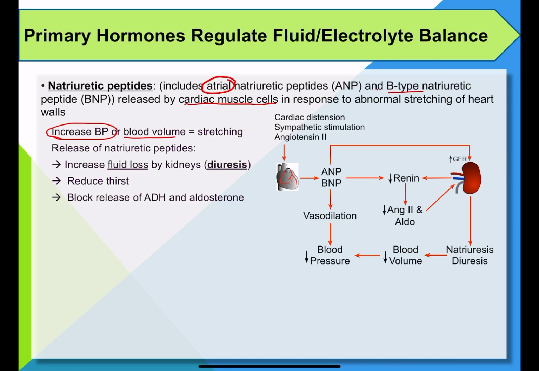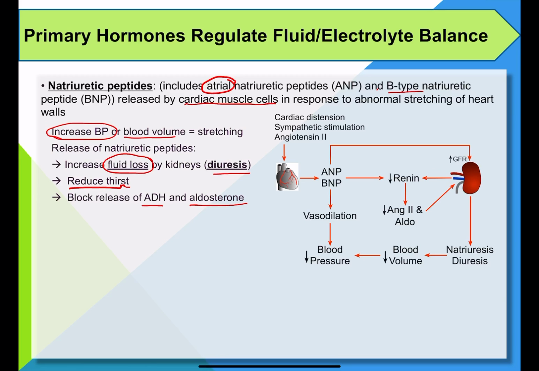Now, those natriuretic peptides will then stimulate increased fluid loss by your kidney, known as diuresis, okay? Antidiuretic versus diuresis, okay? So antidiuretic for ADH, and diuresis for natriuretic peptides, because now you have too much blood volume, too high blood pressure. The easiest way to bring it back down is to excrete more fluid outside of your body. Of course, now that you need to excrete fluid, you need to reduce thirst, and also block the action of ADH and aldosterone because you no longer need to reabsorb water.